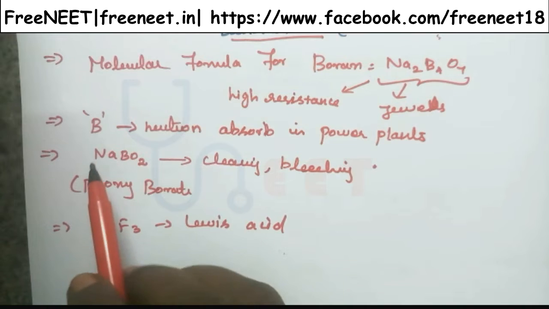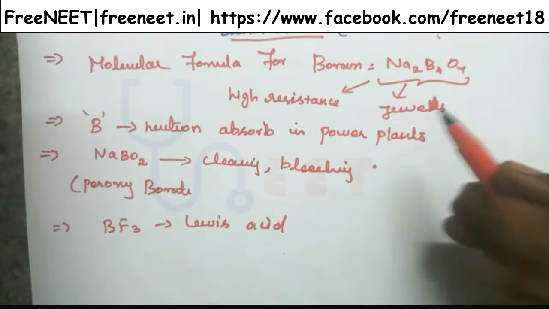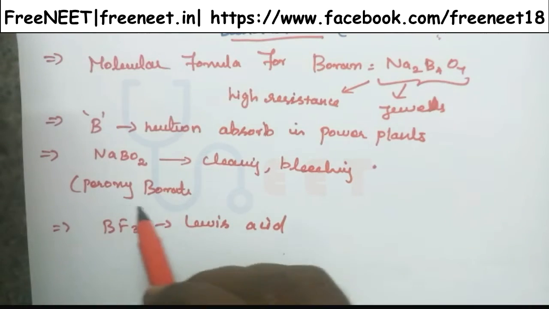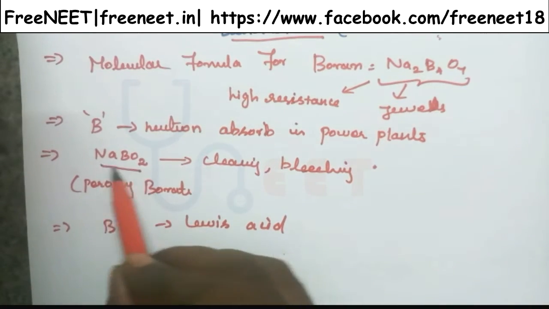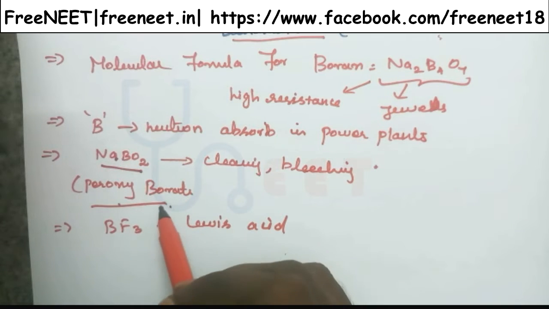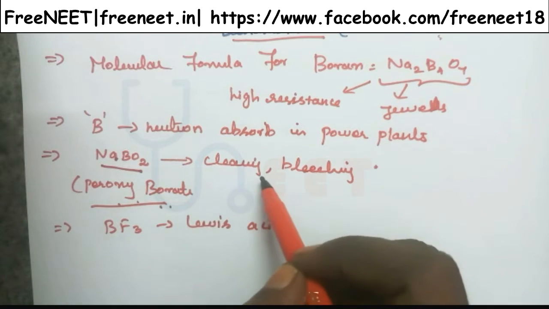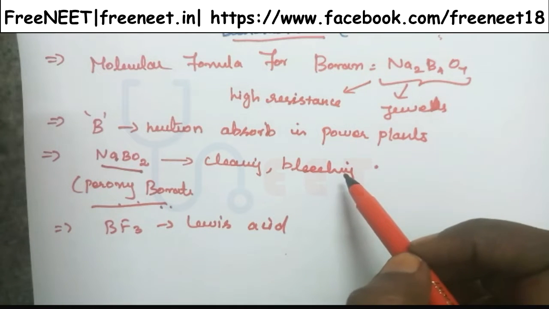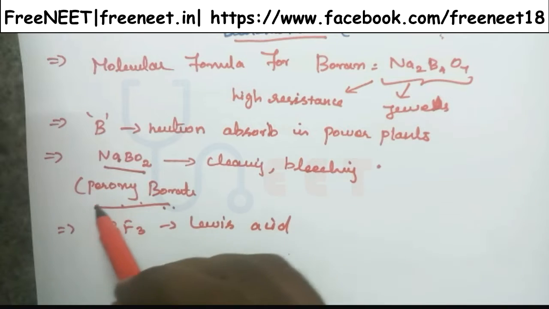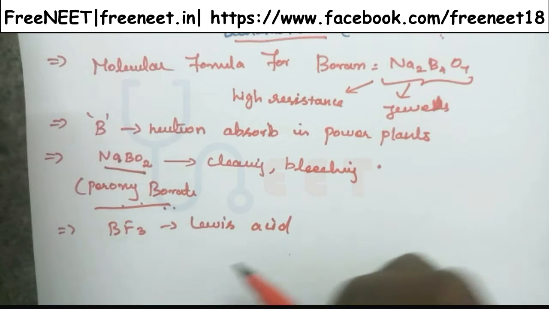Boron, at the same time, acts as a neutron absorber in nuclear power plants. Then sodium peroxyborate, the name of this compound is peroxyborate. This peroxyborate is used for cleaning clothes and bleaching. For this purpose we are using peroxyborate.